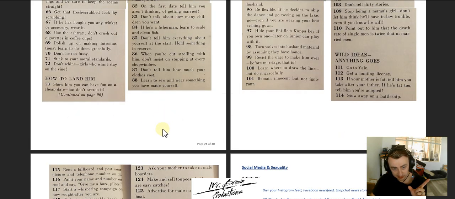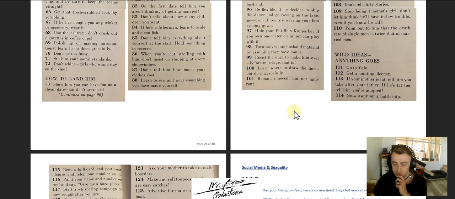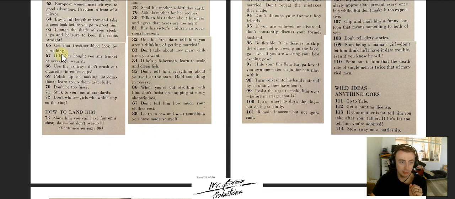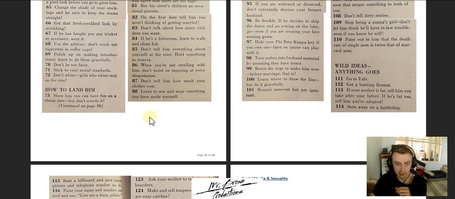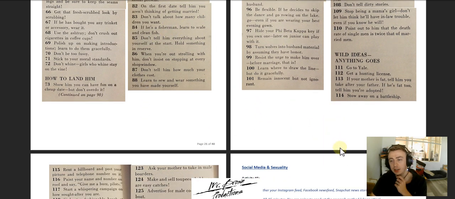So I want you to highlight the 10 that you think are the most crazy, and then you have space underneath here. Write down your top 10 that you think are crazy. So it might be, you might write number 66, 68, 102, 7, and then highlight them here. And then on this page, I want you to tell me what specific gender stereotype it relates to.